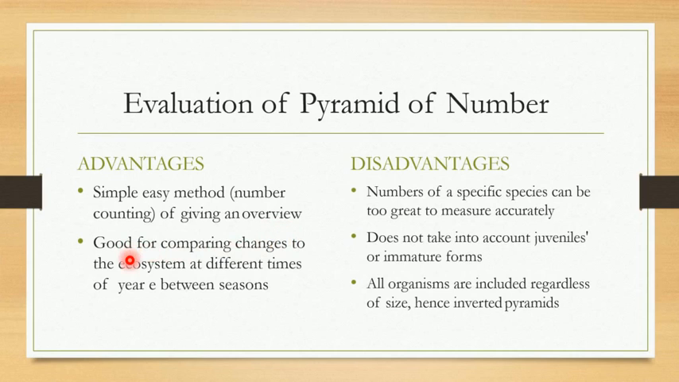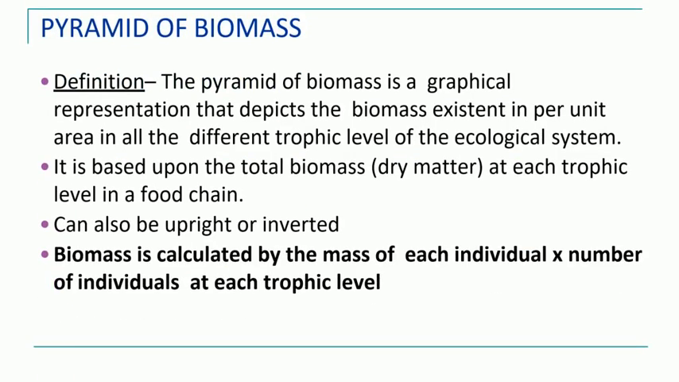Second advantage, it is good for comparing changes in the ecosystem at different times of the year, as well as seasonal changes. So for comparing the seasonal changes of the year, this is a very simple method, which is called the pyramid of number. Now there are some disadvantages of this pyramid of number.